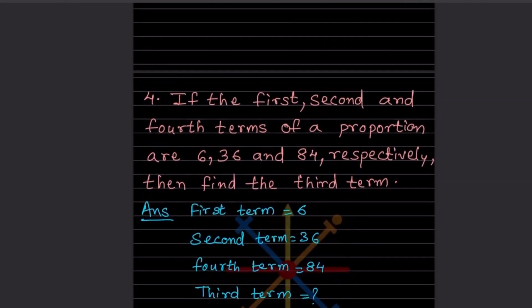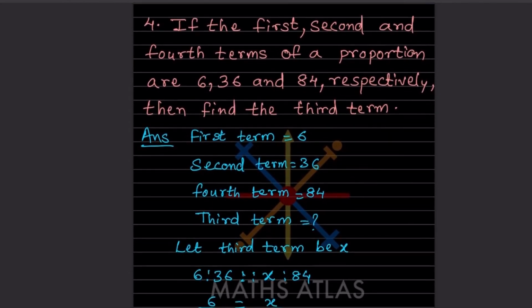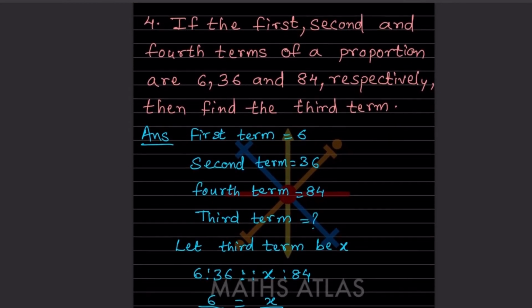Now the next problem says that if the first, second and fourth terms of a proportion are 6, 36 and 84 respectively, then find the third term.